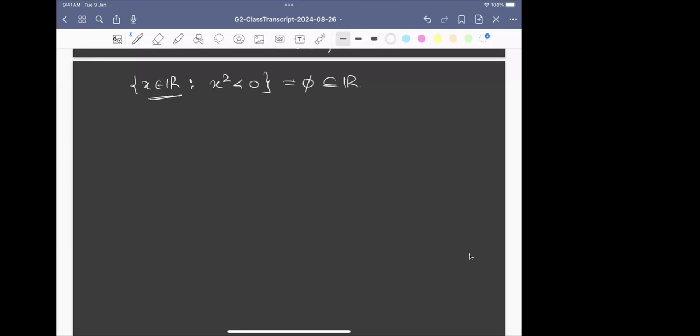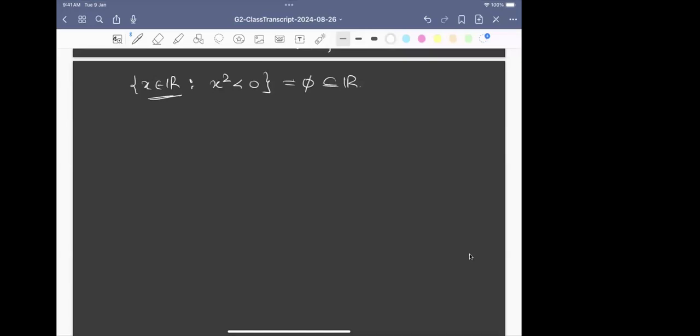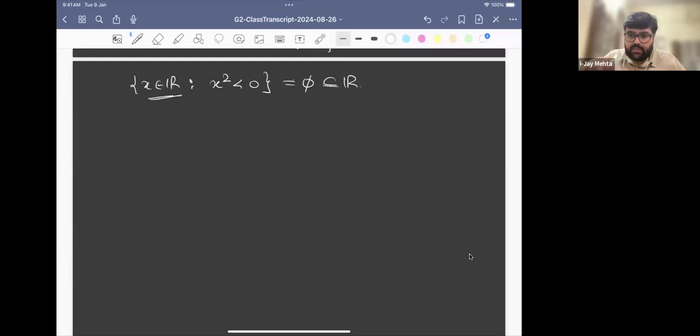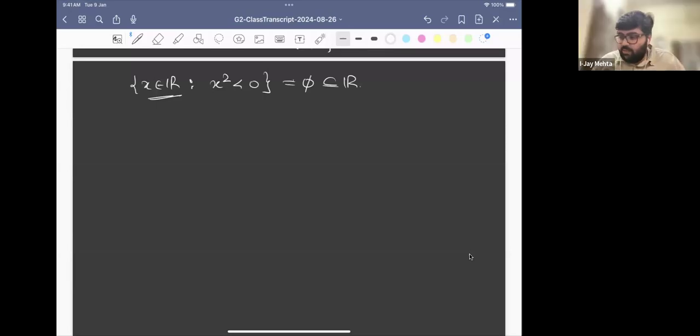R star. What is R star? The set in which zero does not come, real numbers minus singleton zero. Okay. So now this is empty set. This is correct. But if you forgot, we already did this. Given any x in R, what is the square? What is the possibility now? Can we say that it's always greater than zero for any real number?